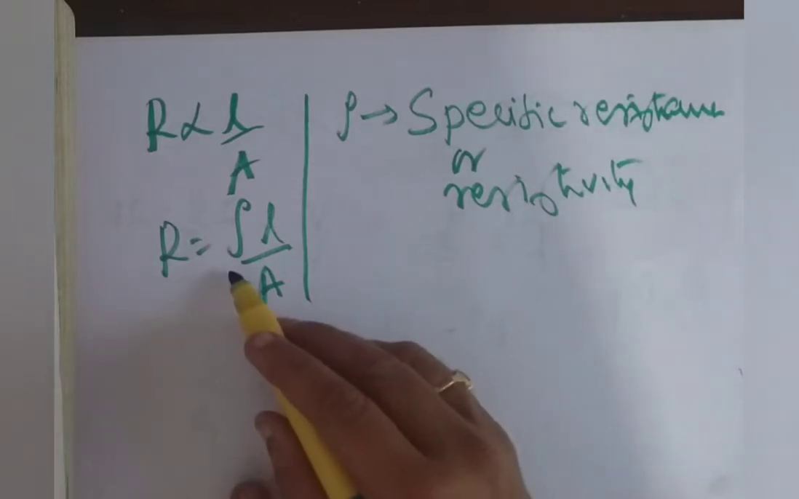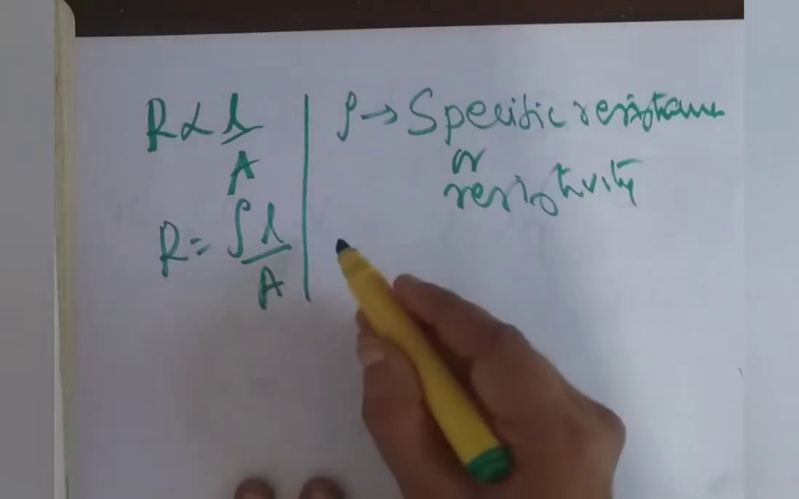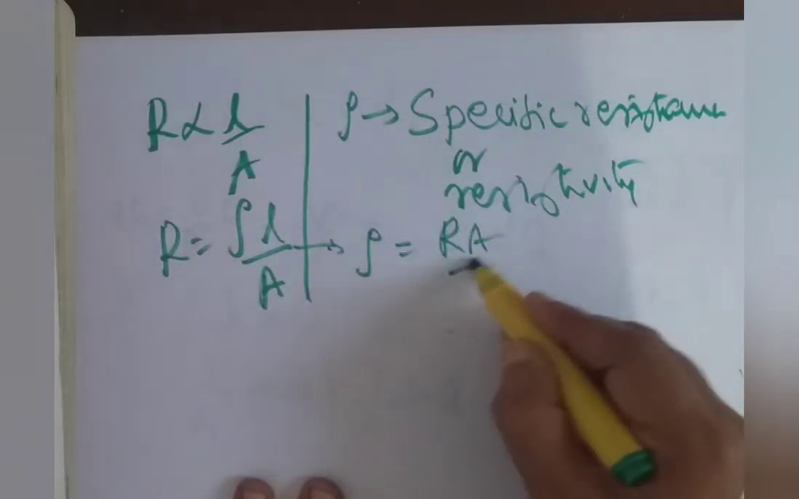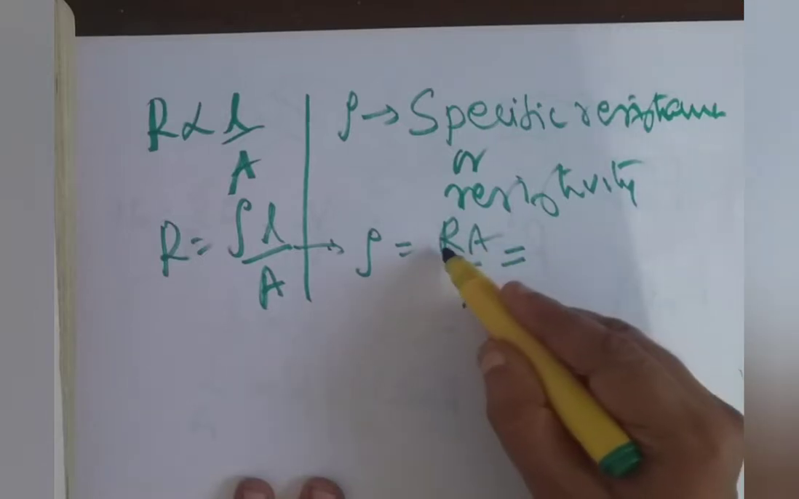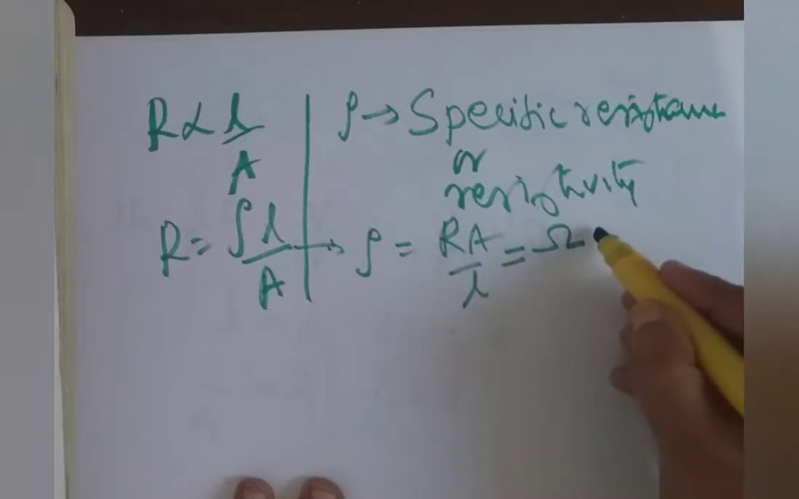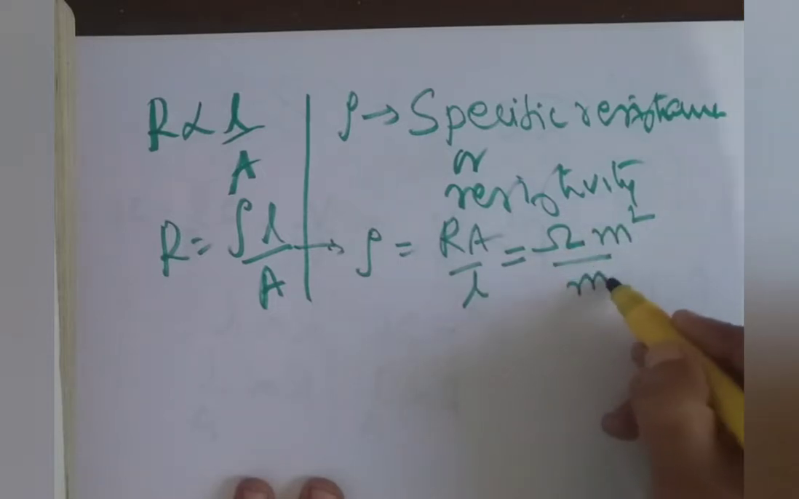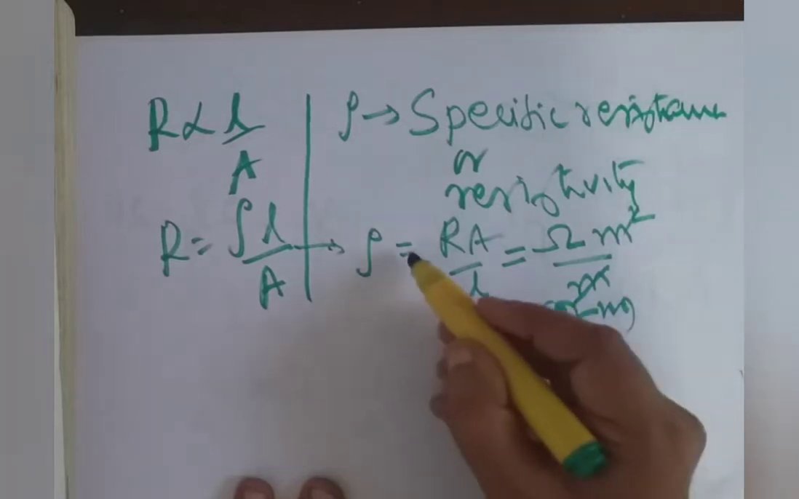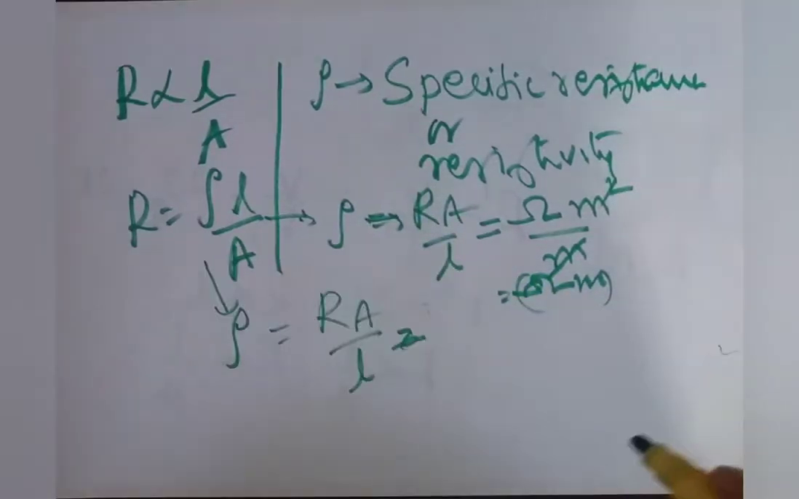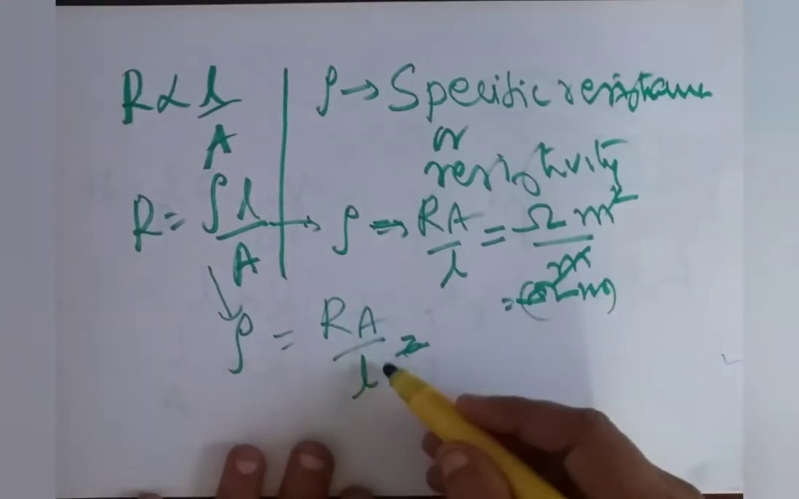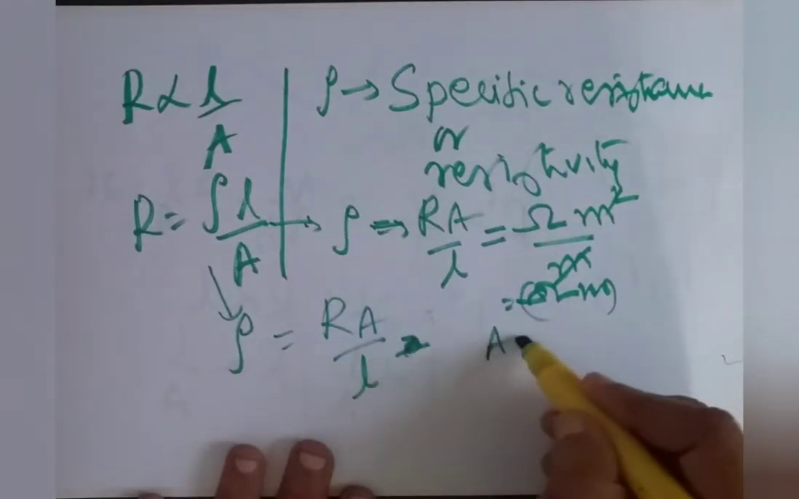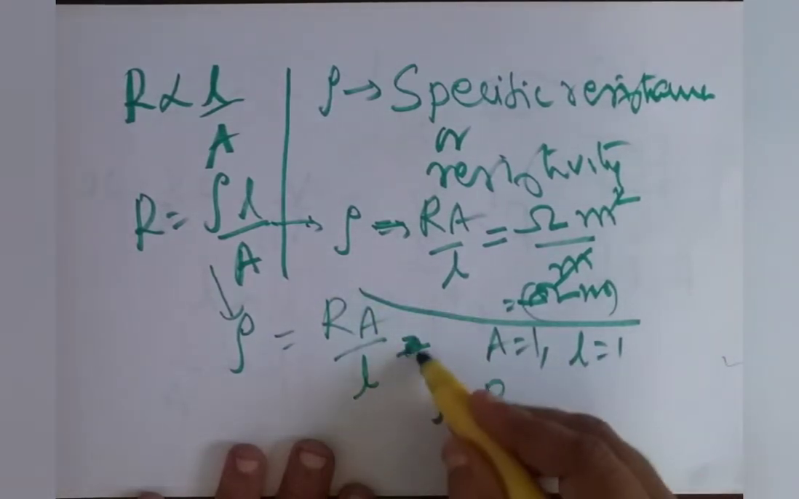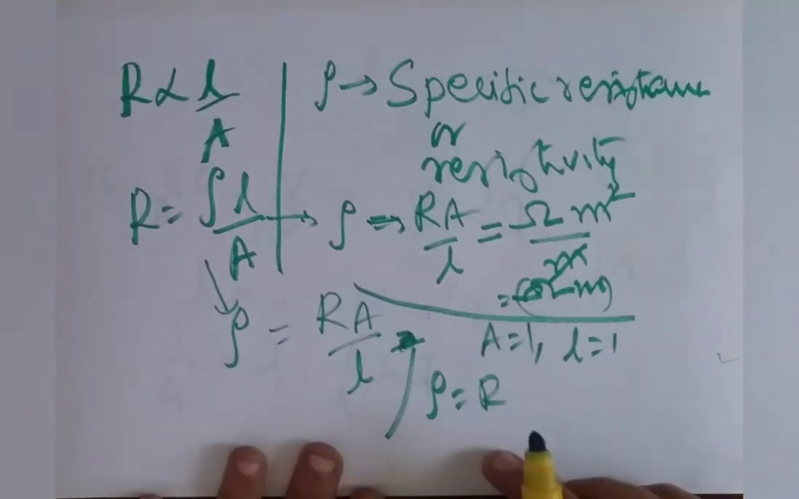So how do we define resistivity, or specific resistance? Before that, we want to create the unit for resistivity. From this equation, I write rho equals RA by L. Now we write the units: R in ohm, area in meter square, length in meter. Cancelling, we have ohm meter as the unit. Now we try to define it. Rho equals RA by L. If area is 1 and length is 1, then rho equals R.